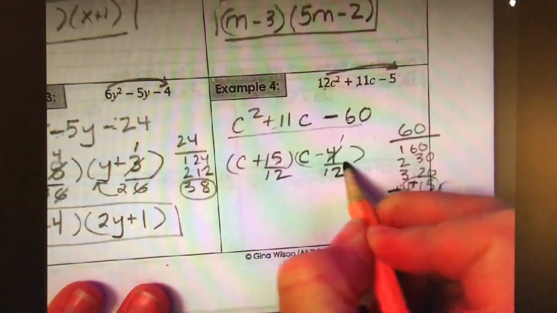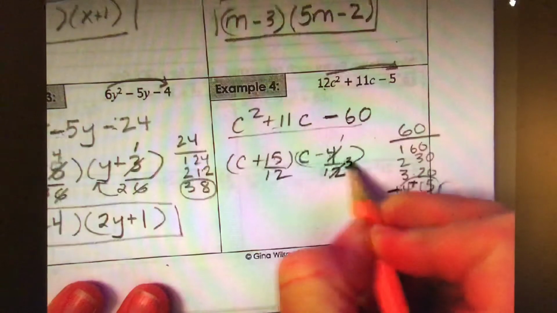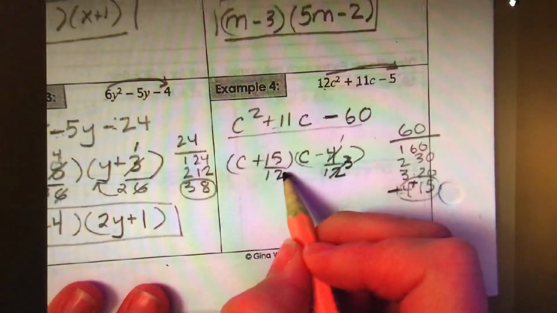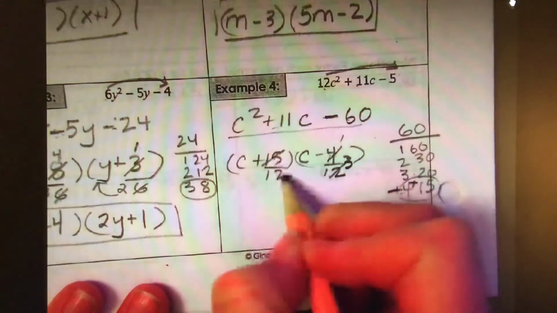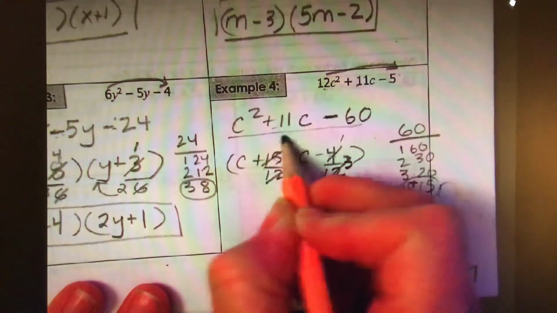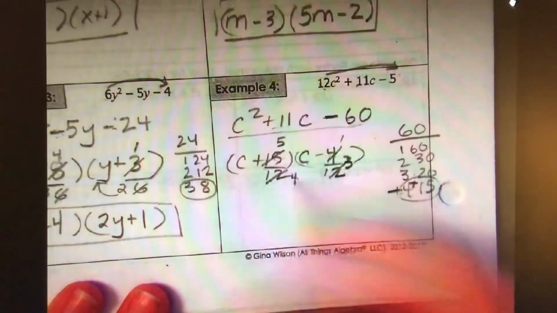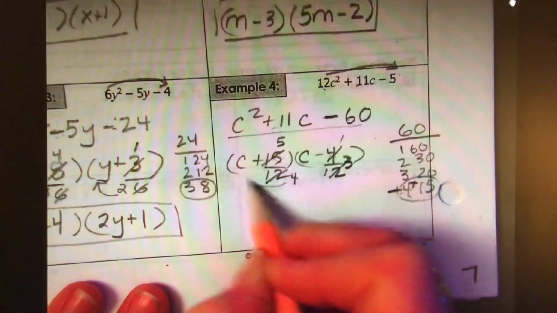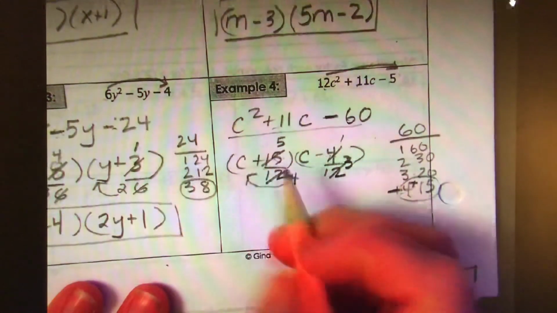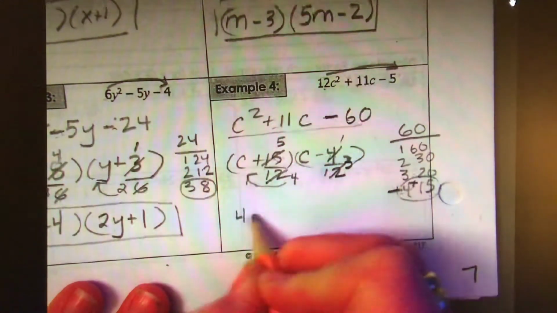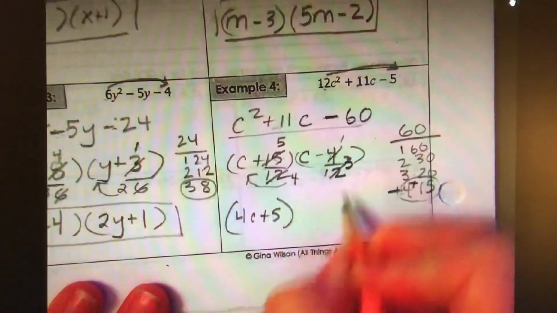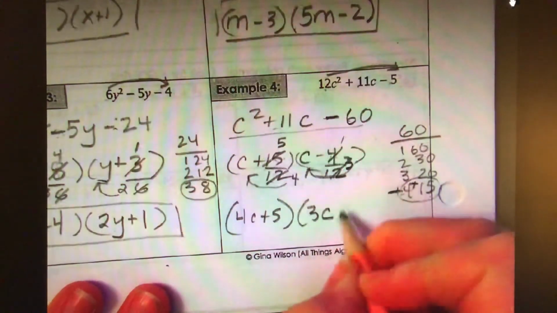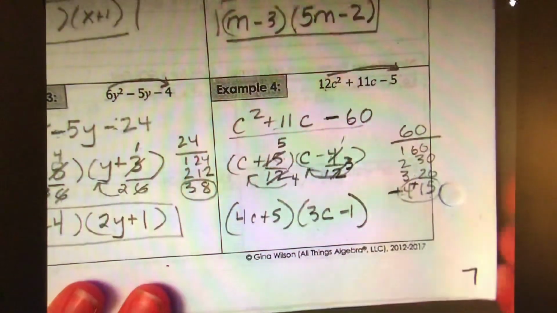4 goes into 12 3 times, so that becomes 1/3. 15 over 12. Well, I do know that both of them you can divide by 3. 15 divided by 3 is 5. 12 divided by 3 is 4. So here are my two new fractions. And they are both in simplified form, so now I'm going to slide. I'm going to have 4c plus 5, and I'm going to slide this over, 3c minus 1.